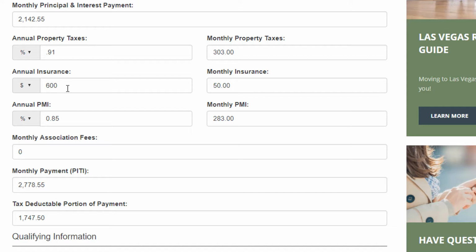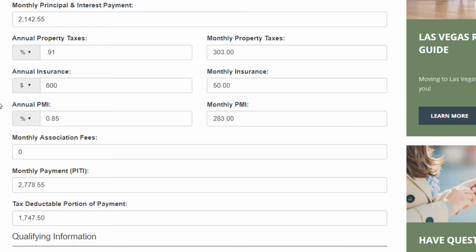You want to talk to your insurance agent to figure out the level of coverage that's right for you and that helps you have the best insurance for your home and your needs, okay? But for this example, let's just say it's $600 annually, which is $50 a month. Then we're going to go into your annual PMI.